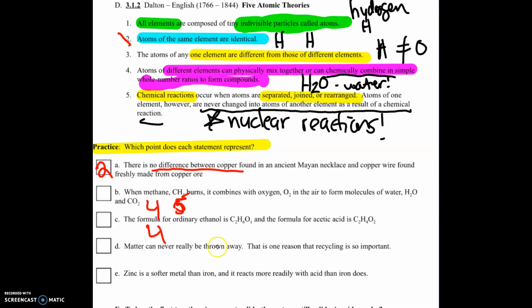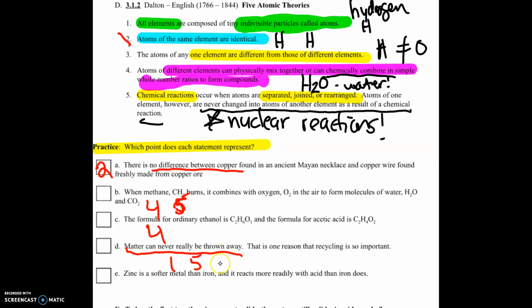Matter can never really be thrown away. That is one reason recycling is so important. So that means we cannot destroy matter. Number 1 sounds pretty good. All elements are made up of atoms. Well, maybe, I don't know. What about number 5? Chemical reactions. Things are separated, joined, or rearranged. Never change into something else. It's always there. Maybe number 5. Let's figure that out. And then E.